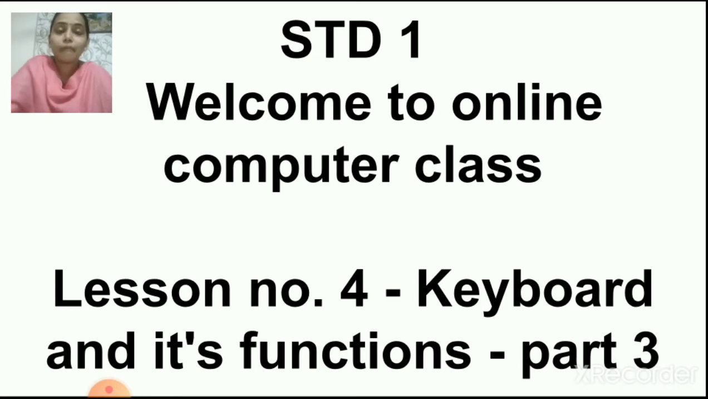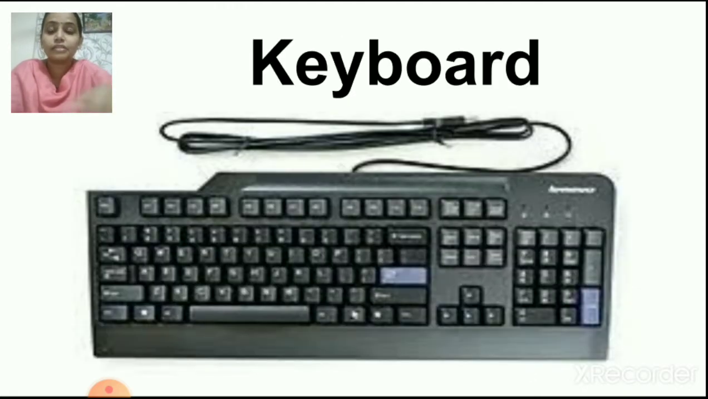Children, in part 1 we have seen two types of keys, that is alphabet keys and number keys. This is keyboard. On the screen you can see that keyboard. On this keyboard we have seen which keys? Alphabet keys, number keys. Alphabet keys are A to Z, 26 alphabet keys. And number keys, how many number keys do you remember? 0 to 9. 10 number keys are there on the keyboard.